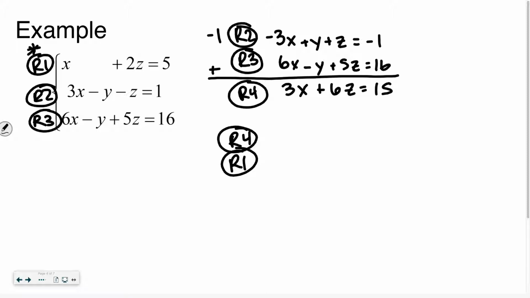Looking those over, what variable would you guys like to eliminate? X or Z? Doesn't matter, but we would just have to pick one in the beginning, right? So we would say, okay, I'm going to eliminate X. So maybe you have to multiply row 1 by a -3.